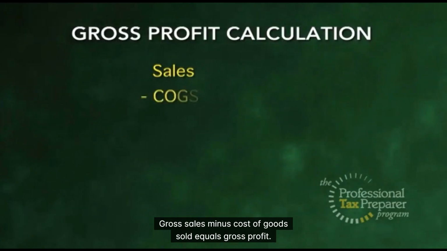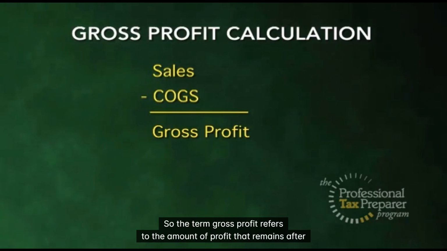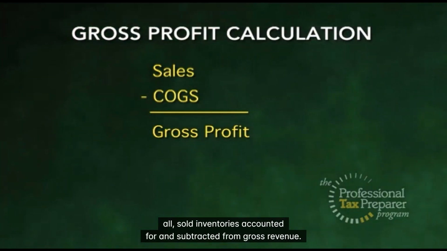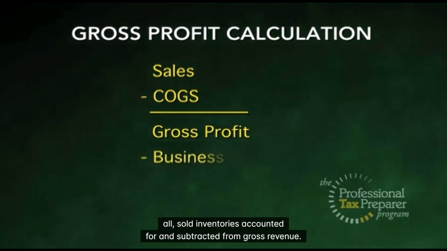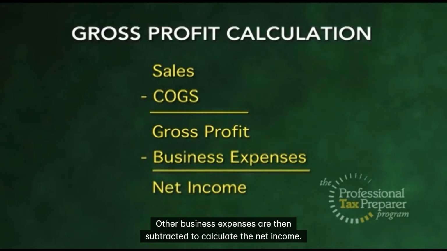Gross sales minus cost of goods sold equals gross profit. So the term gross profit refers to the amount of profit that remains after all sold inventory is accounted for and subtracted from gross revenue. Other business expenses are then subtracted to calculate the net income.